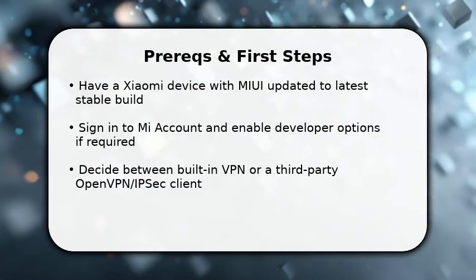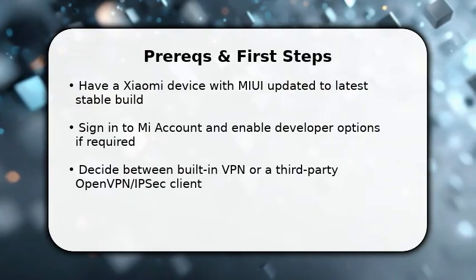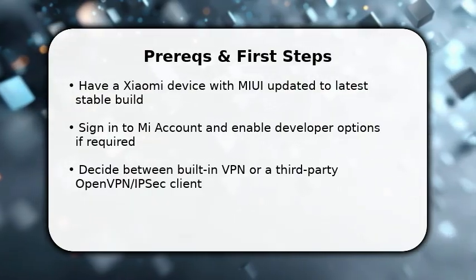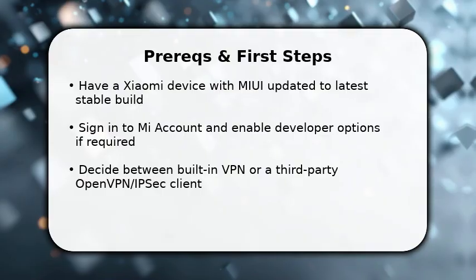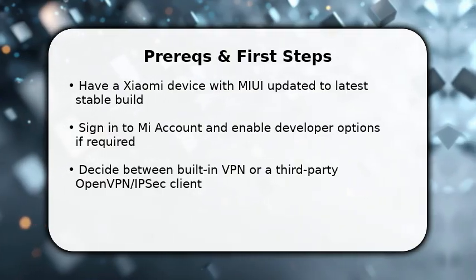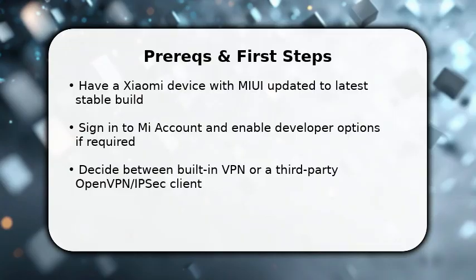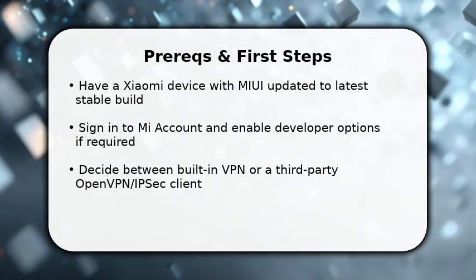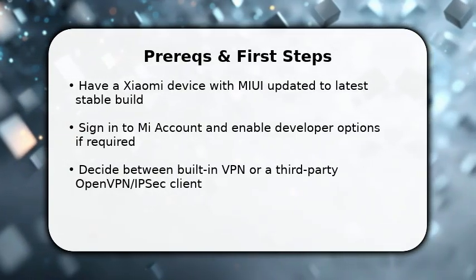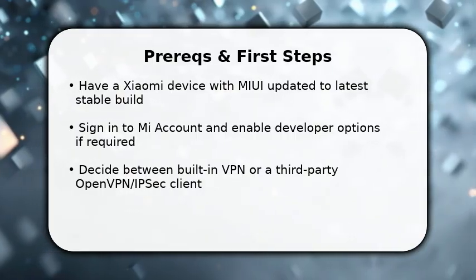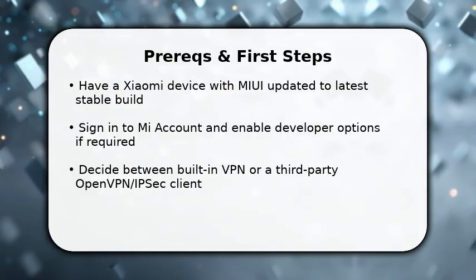You'll start by confirming prerequisites. MIUI updated, my account active, and your VPN choice decided. First, open Settings and search for VPN to see built-in options. If you chose third-party, install the recommended app from the Play Store. Once installed, grant network and storage permissions so the app can import profiles.